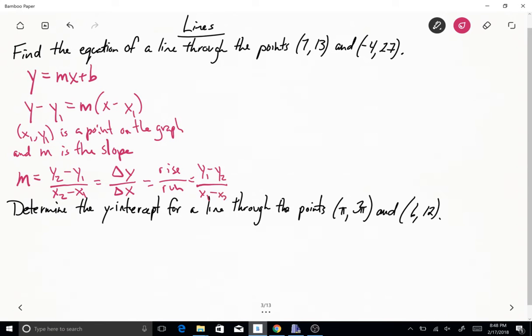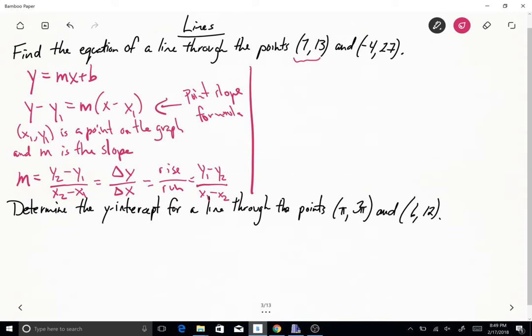Same song and dance. Okay, so let's get to our problem now. Find the equation of a line through the points 7, 13, and -4, 27. Okay, so first thing to do, we need a couple parts. We need a point, so we already have that. And so now all we need is a slope, and we have our formula. And the reason why this is so nice, this is called the point-slope formula. So all you need is a slope and a point on the curve.